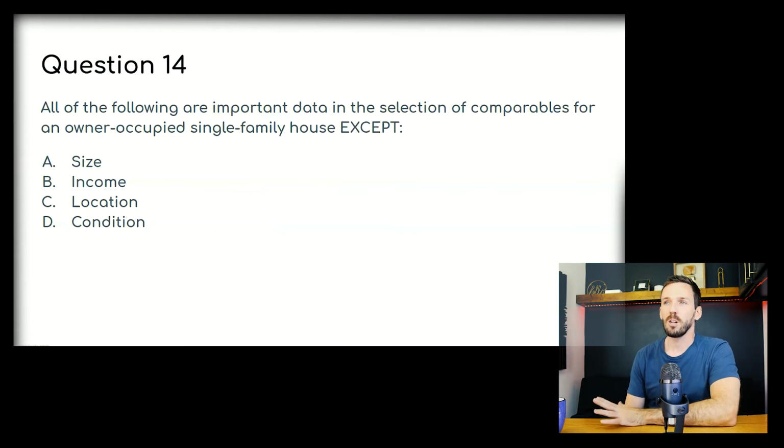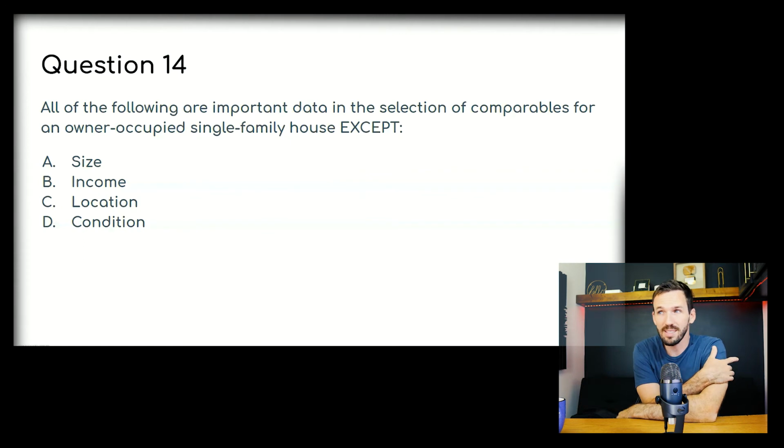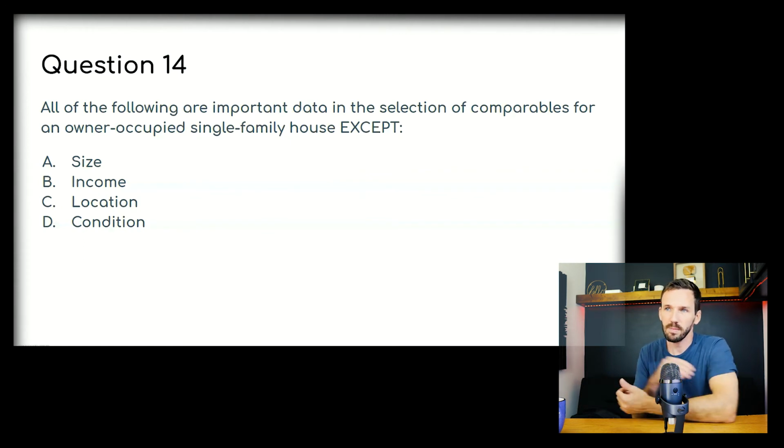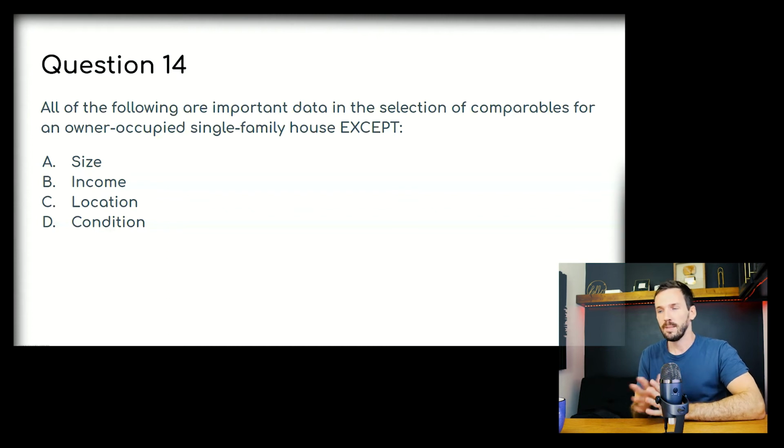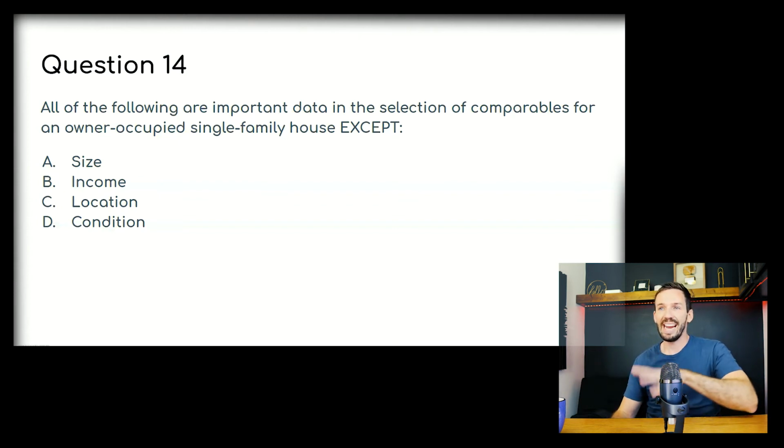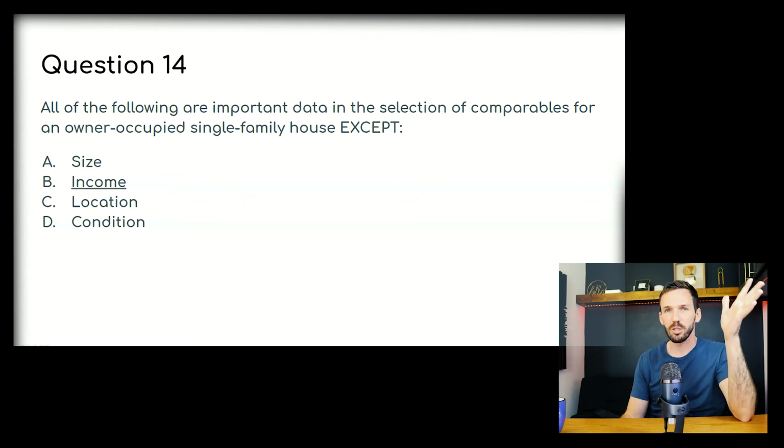Question 14. All of the following are important data in the selection of comparables for an owner-occupied single-family house except size, income, location, or condition. So when you comp a house, you look at size, location, usually within a quarter mile or even the same neighborhood if there's enough comps around that area, and condition of the home. You don't look at the income when it's not a true investment property and when there's like-kind comparables around you. B is the answer. Question 15.